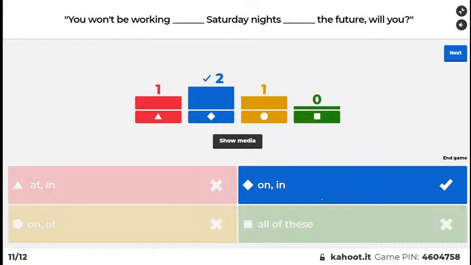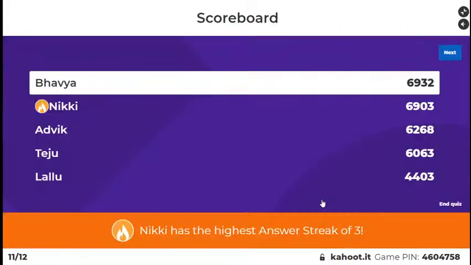That is, "You won't be working on Saturday nights in the future." We are mentioning a specific day, so it is "on" Saturday nights, and "in" the future. When we mention the future, it means a long period of time, so it's broader, so it is "in". Okay, I hope you got it. So now let's move on to the scoreboard.